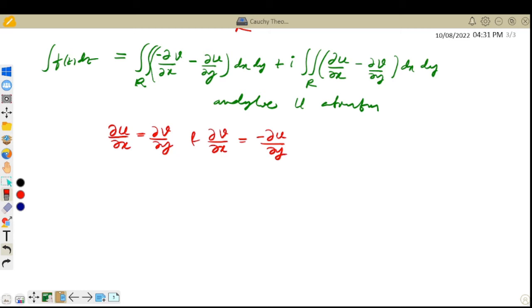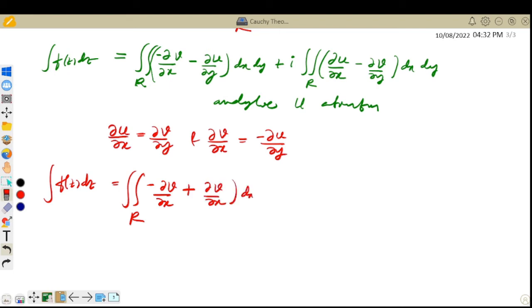Okay, let us use this. So integration of f(z) dz, as it is, is a double integration over the region R. You can write minus dou v by dou x as it is. What is dou u by dou y? Dou u by dou y is, you can bring this minus sign to the left side. So it will become minus minus plus dou v by dou x into dx dy.